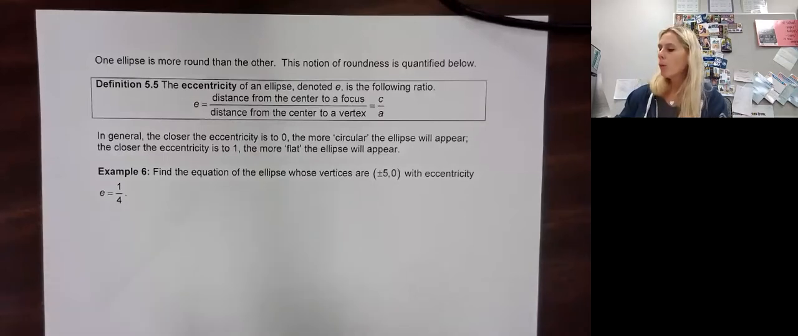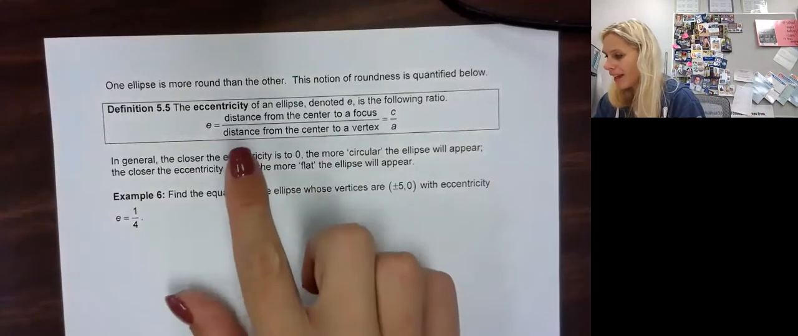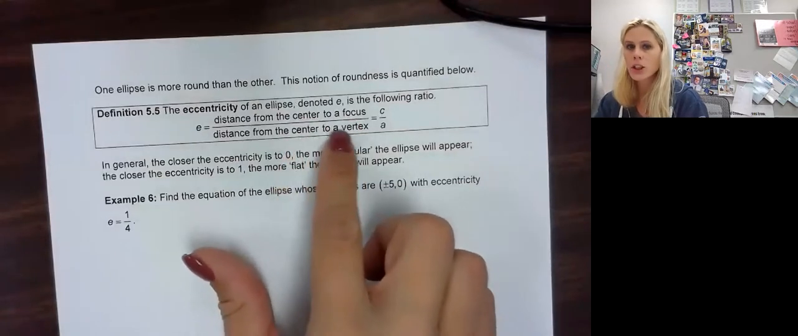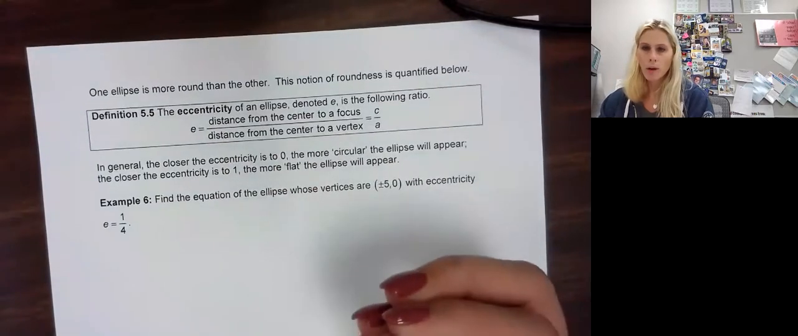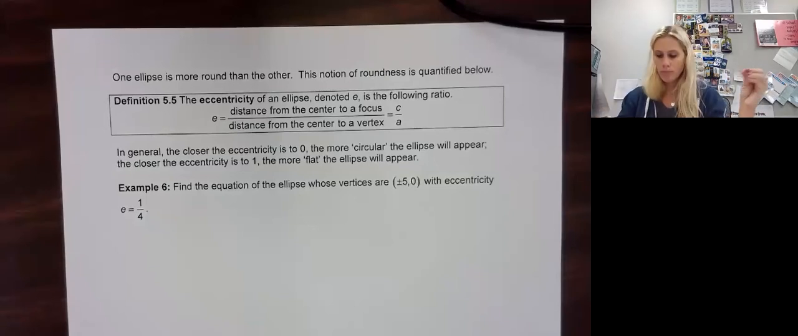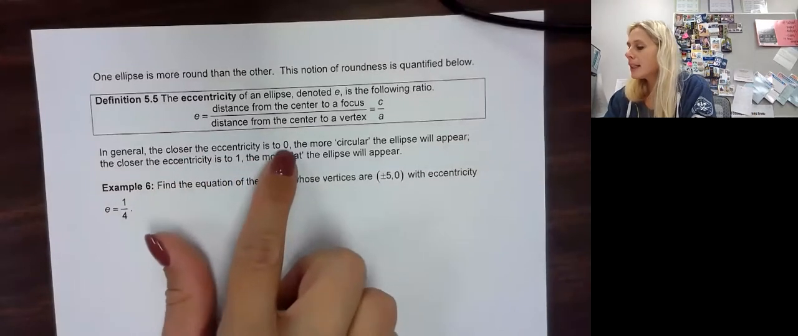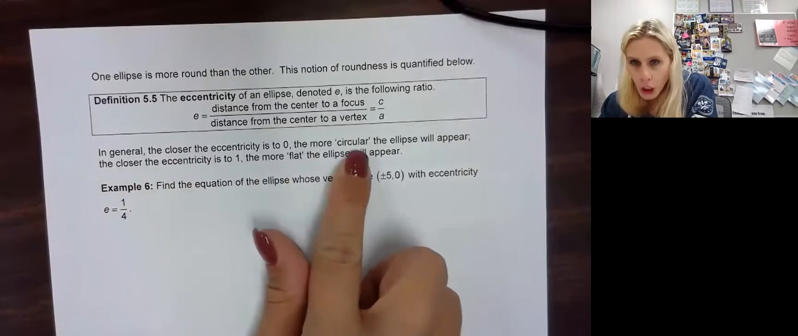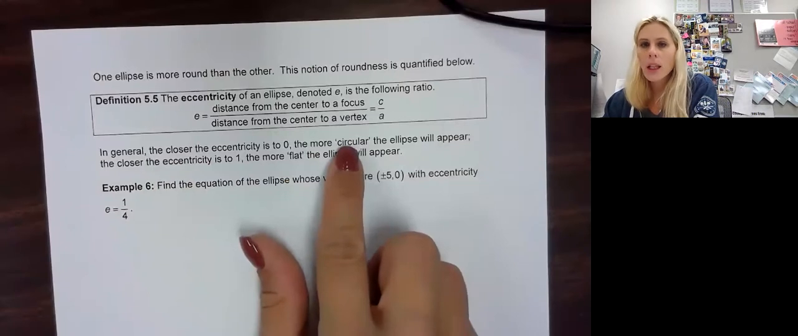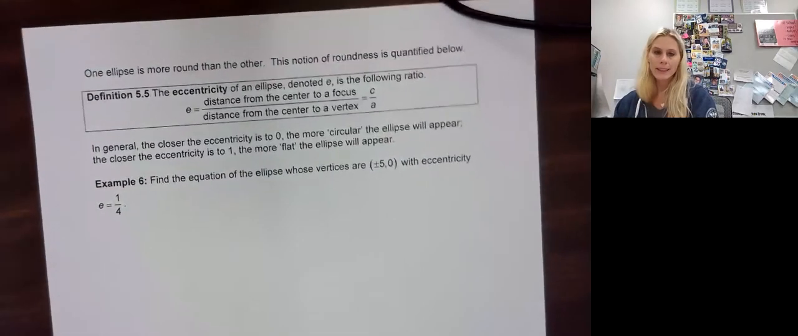So what we can do is the eccentricity, okay, is the distance from the center to the focus over the center to the vertex. It's the ratio of it. That tells you how close it is to a circle compared to that line. So in general, the closer it gets to 0, the more circular it will appear. So if the ratio is closer to 0, it will appear like a circle. If it's closer to 1, then it's flat, like that line that I've been saying, okay?